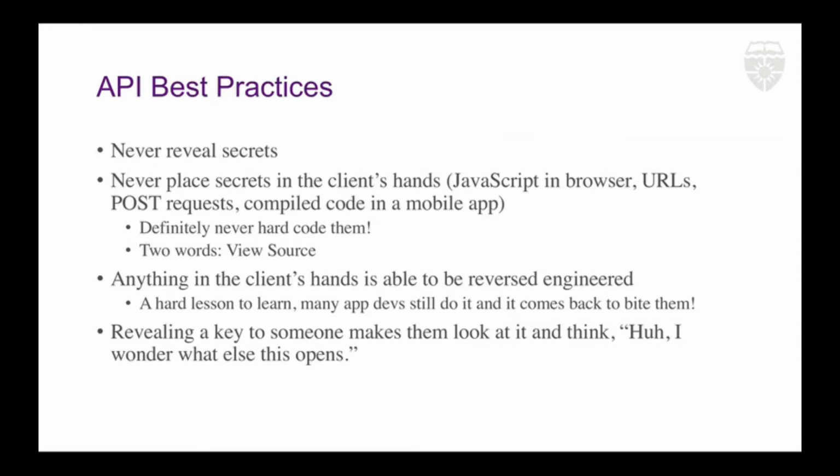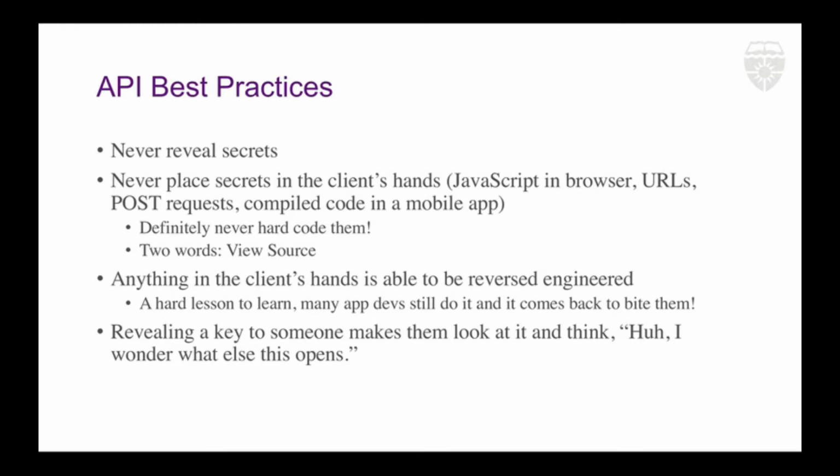So API best practices: never reveal secrets, never place secrets in the client's hands, JavaScript in browser, URLs, post requests, compiled code in a mobile app. This is where I see some beginning computer science students get into trouble, and even you see this out in the real world. They think, oh, I hard-coded it within an app, it's in the compiled code, nobody's going to see it. They will find it. Somebody's going to reverse engineer it, and they'll find it. That's just the way it is.